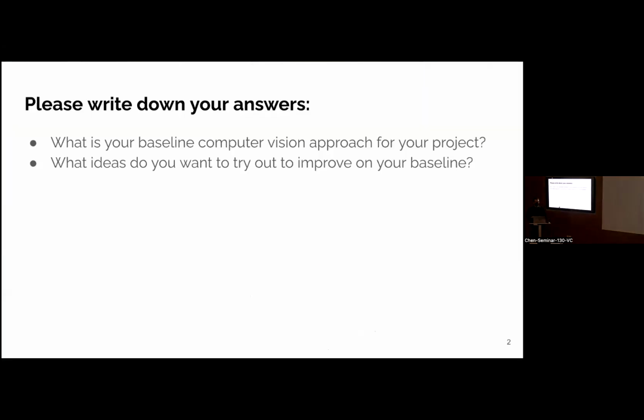Like last time, I'm going to have you keep a running example that is tied to your project. If you wouldn't mind, please write down a brief summary of what your baseline approach to your problem is, and then list a couple ideas for things you're going to try out. If the baseline approach worked, what would you do next?